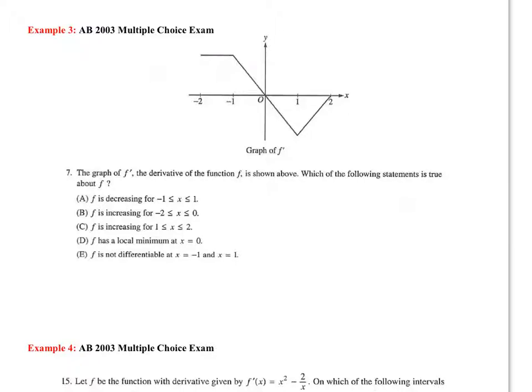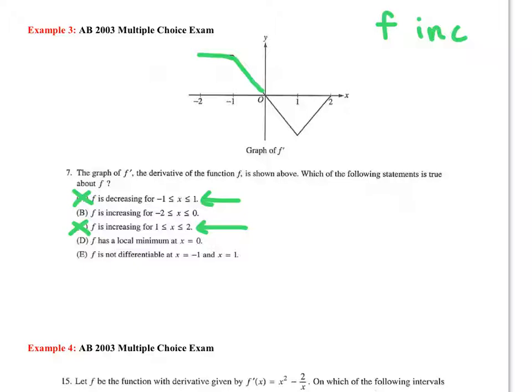Okay, let's look at this 2003 multiple choice question. The graph of f prime, the derivative of the function f, is shown above. Which of the following statements is true? Let's just highlight for a moment where the function f would be increasing. Looks like the function f would be increasing here because the derivative is positive. So that knocks this one out. It looks like it would knock c out as well.